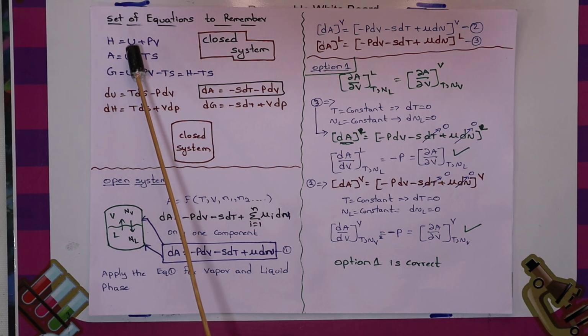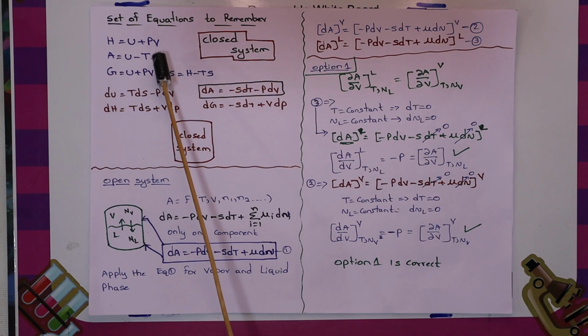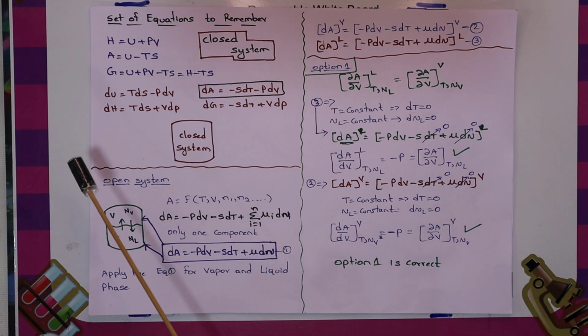The enthalpy is equal to U plus PV. P is the pressure, V is the volume. The Helmholtz energy is U minus TS. The Gibbs energy is U plus PV minus TS, which is nothing but H minus TS.